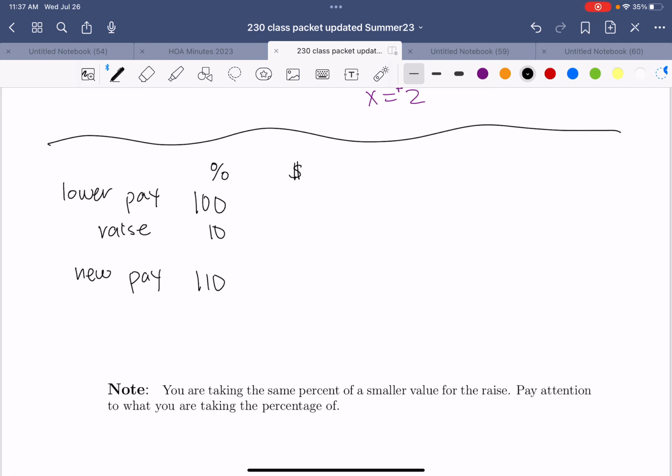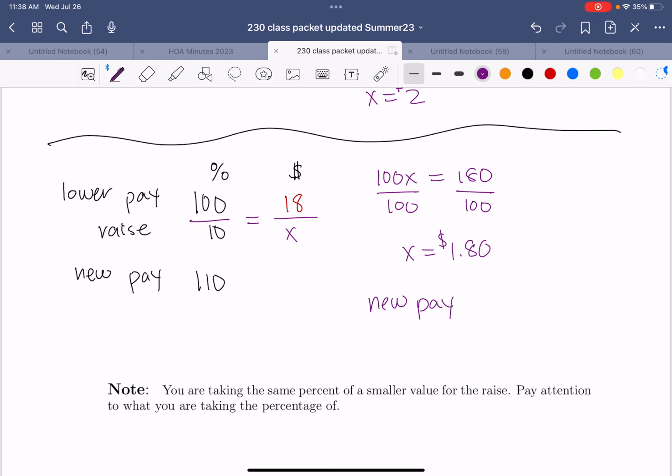Question is, what's our money value? Well, we know that your lower pay was $18. So now what I'm going to do is find this X, the raise, to see if you end up back at 20. In order to get back at 20, our raise has to be $2, right? So if we cross multiply here, that's 100X equals 180. If we divide both sides by 100, we get that X is equal to 1.8, or $1.80. So that means when you add 1.80 to 18, your new pay is $19.80.